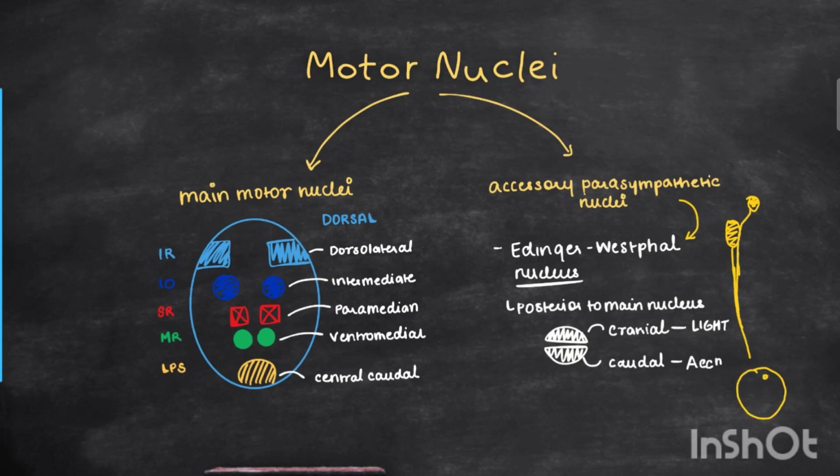in the ciliary ganglion. Now we'll have a separate video about ciliary ganglion, but for now, we'll remember the ganglion is situated within the orbit. The fibers coming from the Edinger-Westphal nucleus along with the oculomotor fibers will synapse in the ciliary ganglion. From here, postganglionic fibers will come out, and then within the short ciliary nerve, it will travel and supply the sphincter muscle and the ciliary muscles. So this is the main anatomy regarding the accessory parasympathetic nuclei or the Edinger-Westphal nucleus.